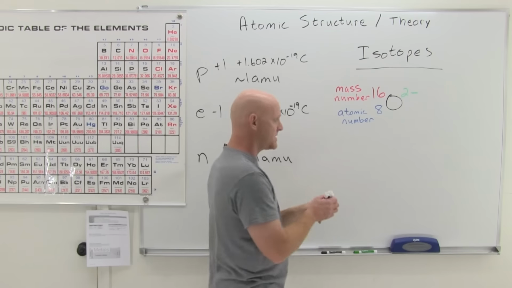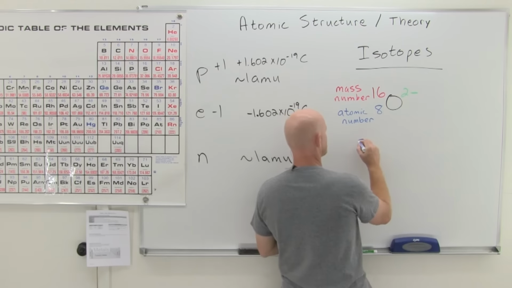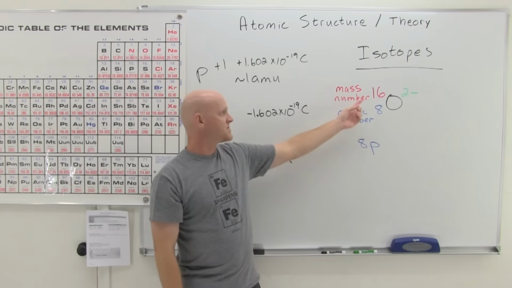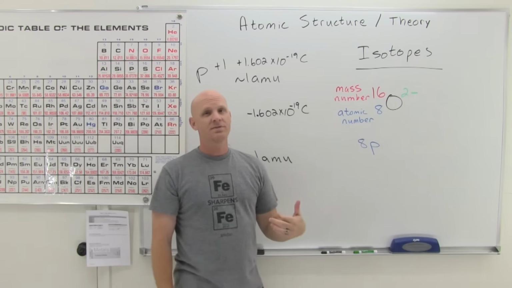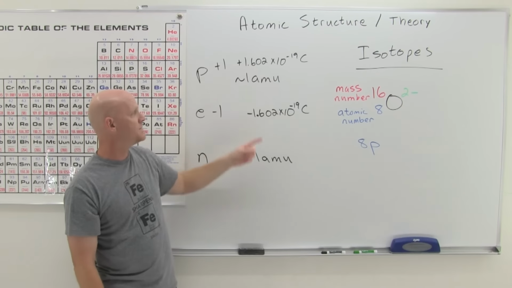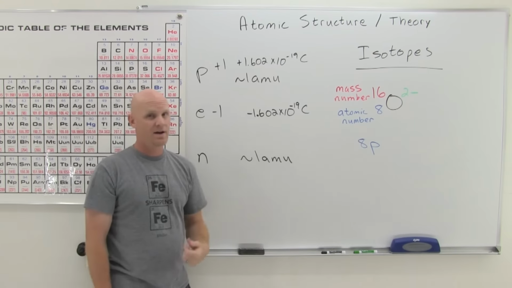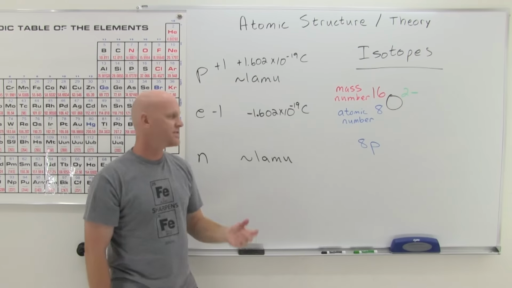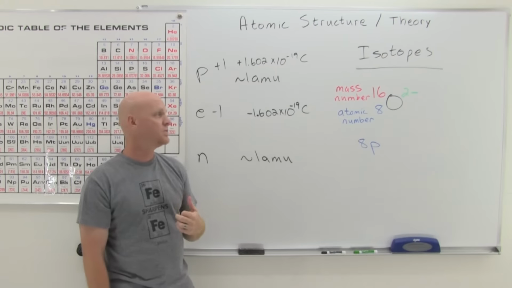Again, the atomic number gives you the number of protons, so we know that there are 8 protons. In this case, the mass number essentially gives you the combination of protons plus neutrons, since they both weigh about 1 AMU and the electrons weigh close to 0 AMUs. So if you want to find the total weight, you just add up the protons and neutrons together because they contribute 1 AMU each.